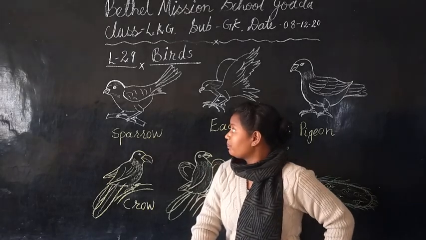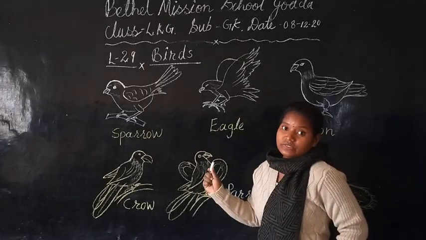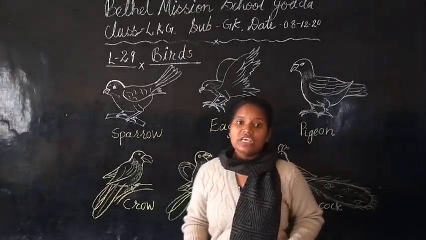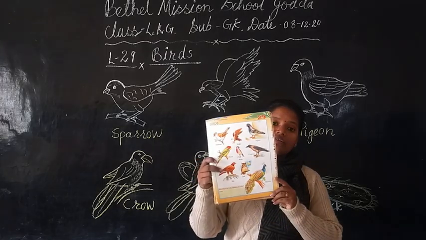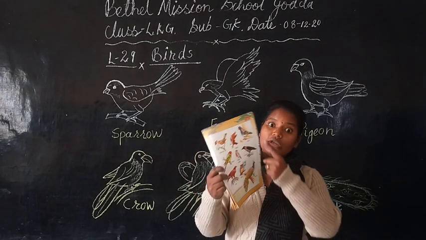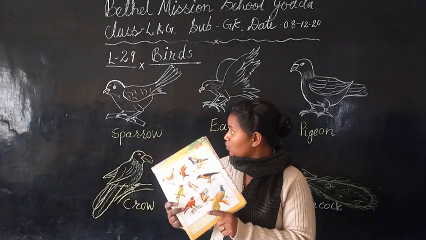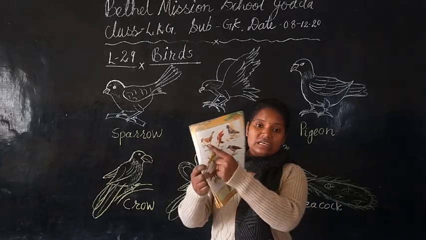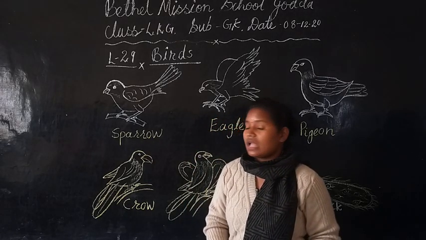So on the blackboard I have drawn the pictures of some birds, and if you have a GK book you can take out lesson number 29. The topic name is birds. While I teach you, you can go through your book and see the images, and when I teach you the names of the birds, you can see the image and identify it. So shall we start?